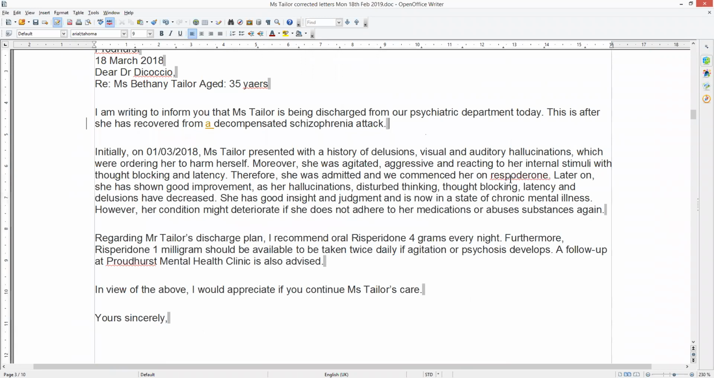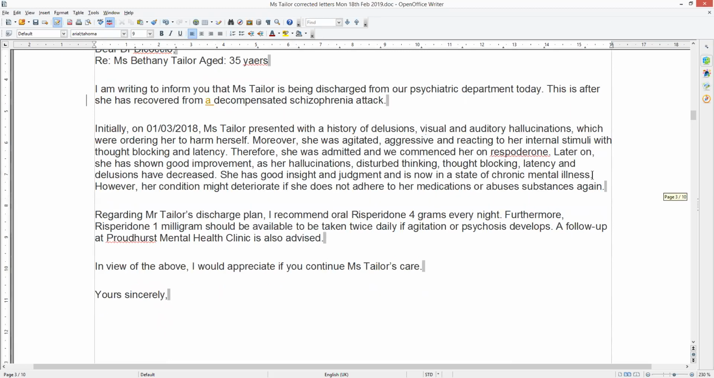Recently commenced to run later on, showing good improvement. Decrease, she has good insight and judgment now. Chronic mental illness. In the state of chronic, I thought that chronic means it's not so good. Is that the right phrase? Can somebody advise me here? I thought that if someone is chronic, it's quite serious.